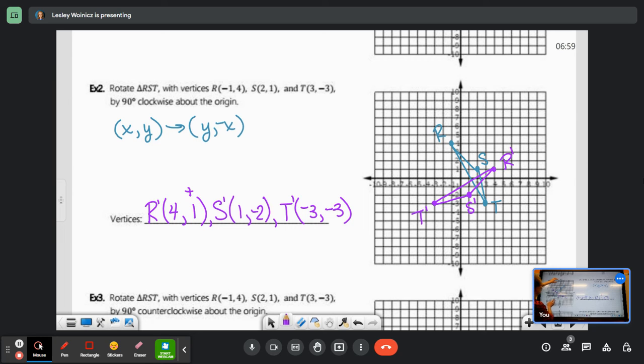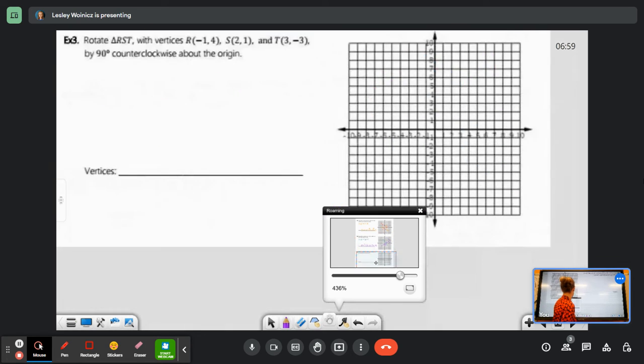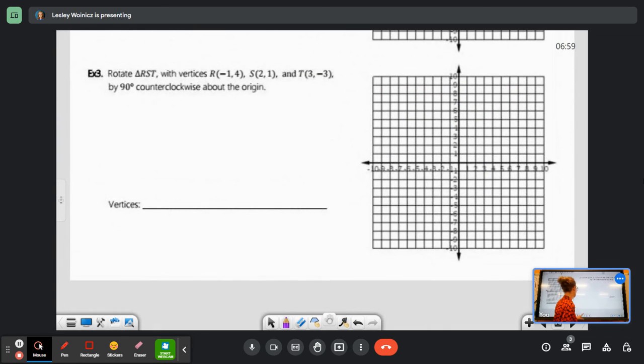Yeah, so it just rotated 90 degrees that way. That's fun. It's kind of pretty. Okay. We're just cruising.